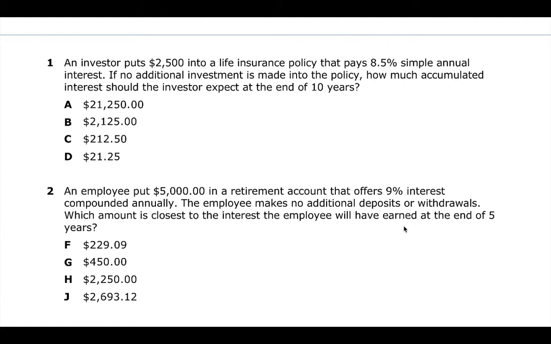Okay, so we're going to start with number 1. An investor puts $2,500 into a life insurance policy that pays 8.5% simple annual interest. Great. Principal. And then simple. And highlight simple. If no additional investment is made into the policy, how much accumulated interest? Interest. So what letter would interest be? I. Should the investor expect at the end of 10 years?